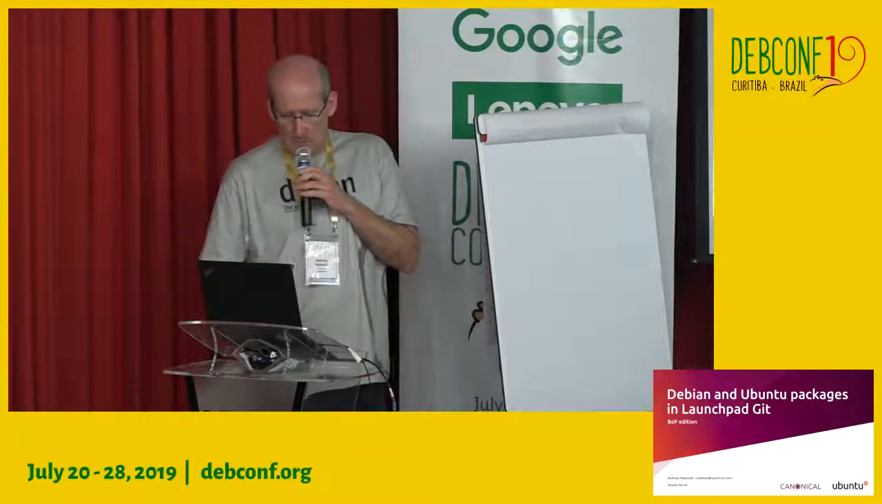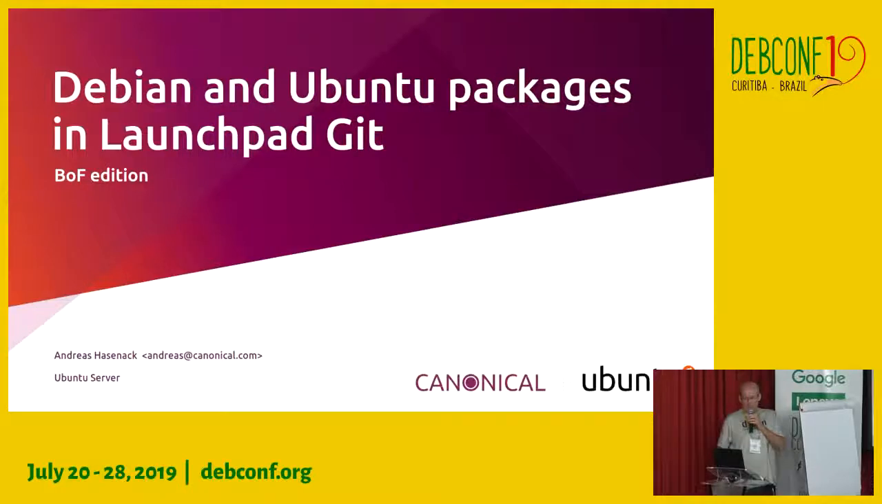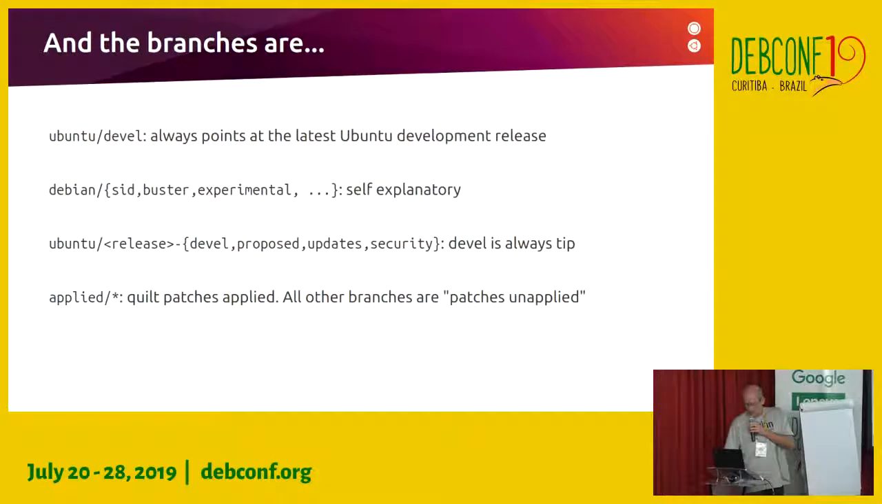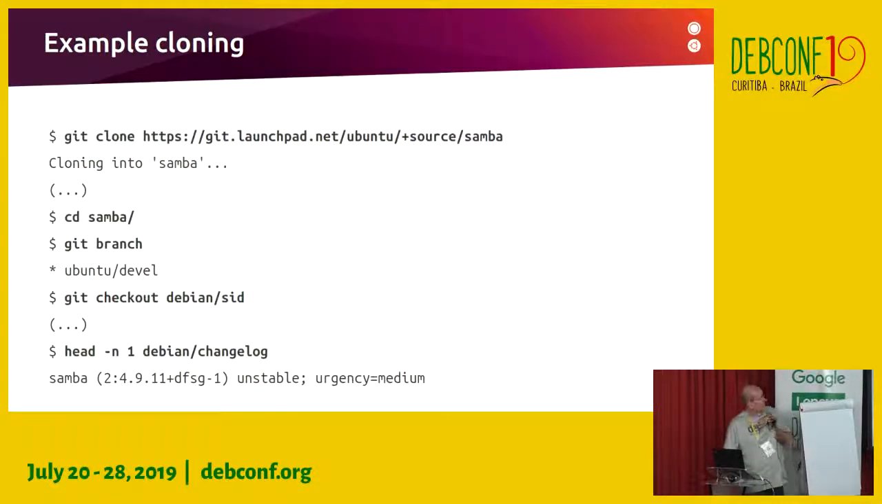So a tool was developed to import all the packages that we have in Ubuntu and Debian into Git. Launchpad already imports the source packages, and we just now import them again into Git. This is the tool that we use. It's called the importer. Open source, you can clone it, poke around.